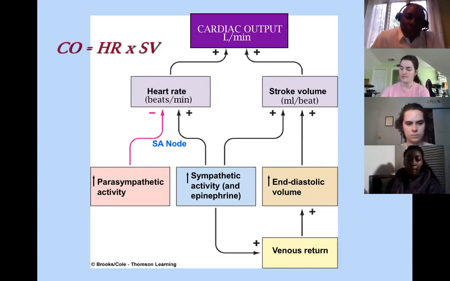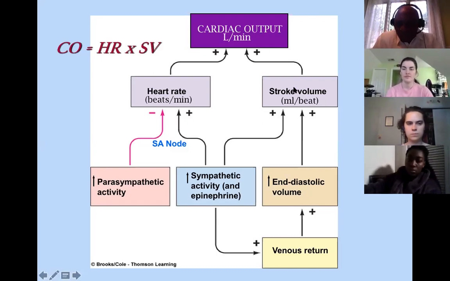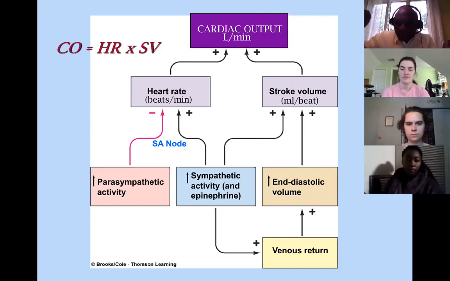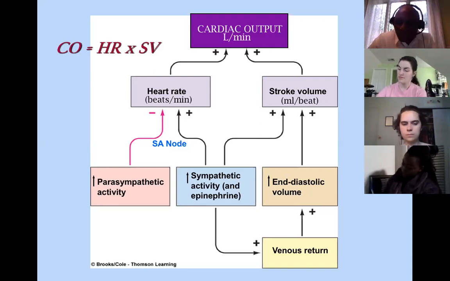Okay, thank you. Now, just like we said, stroke volume is dynamic and reflects the metabolic activity of the body. Cardiac output reflects the metabolic activity of the body as well. So it's a dynamic number. It reflects the oxygen demand, the changing oxygen demand by the body, but especially skeletal muscle.